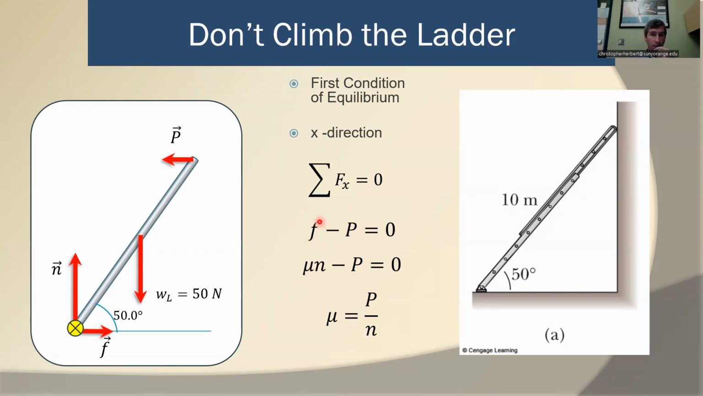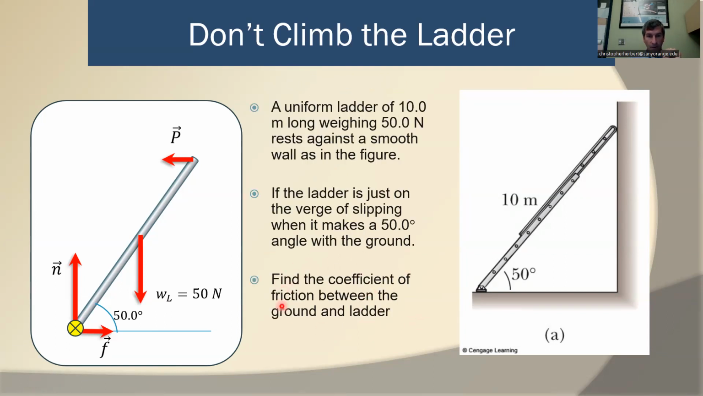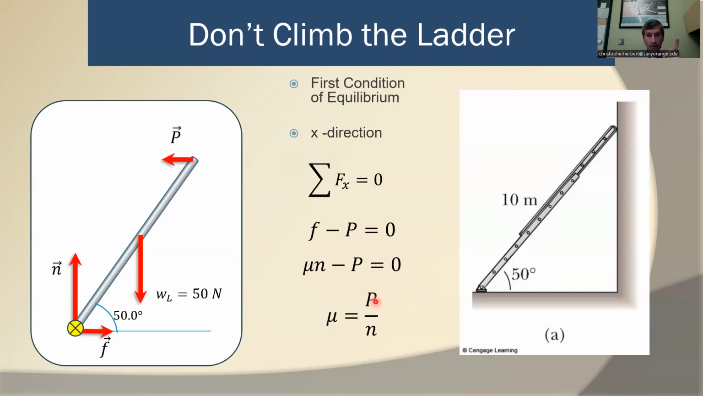I know that my frictional force is at its maximum value, mu times N. So this just gives me a relationship for the coefficient of friction. It says that mu is going to be P divided by N, the pushing force divided by the normal force. Remember, we want to find the coefficient of friction between the ground and the ladder. Well, here, my pushing force is unknown, my coefficient of friction is unknown, and my normal force is unknown. So I have three unknowns. I'm going to have to use everything from the first condition of equilibrium, and I'm going to have to use the second condition of equilibrium here.